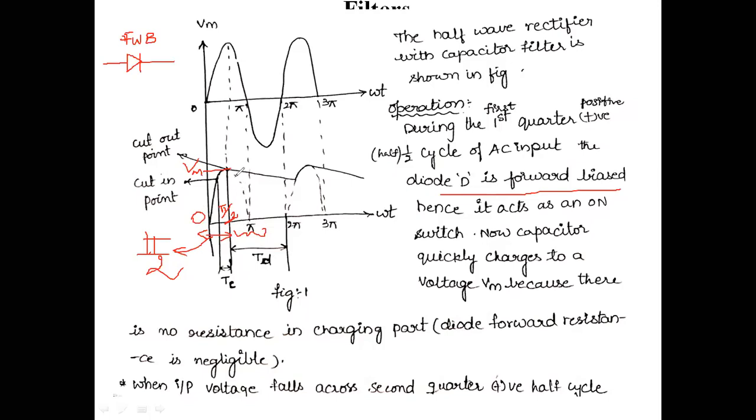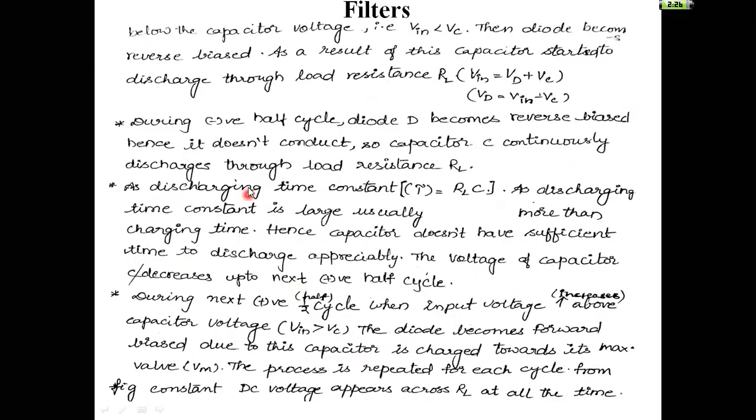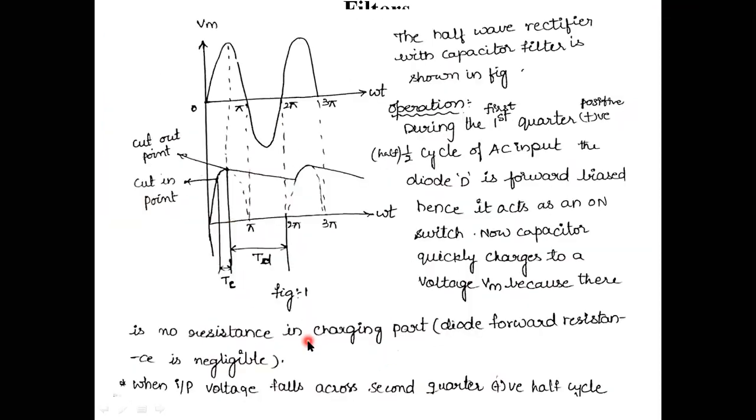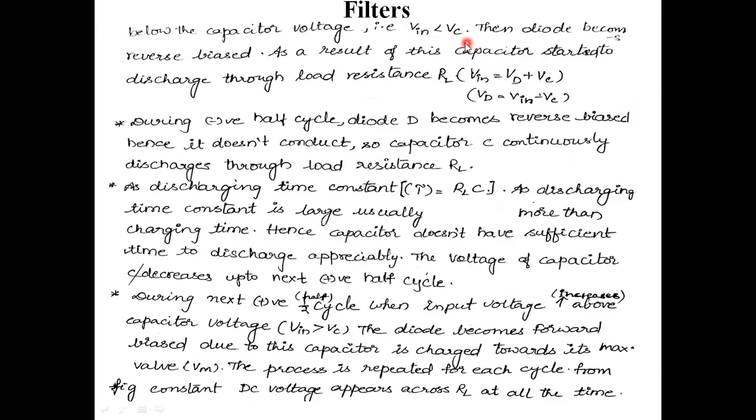And the next point, when the input voltage falls across the second quarter positive half cycle below the capacitor voltage, that is Vin is less than Vc. This input voltage is less than capacitor voltage Vc, then the diode becomes reverse biased. If the input voltage we give is less than the capacitor voltage, then the diode is in reverse bias condition. As a result, the capacitor starts to discharge through the load resistance RL.